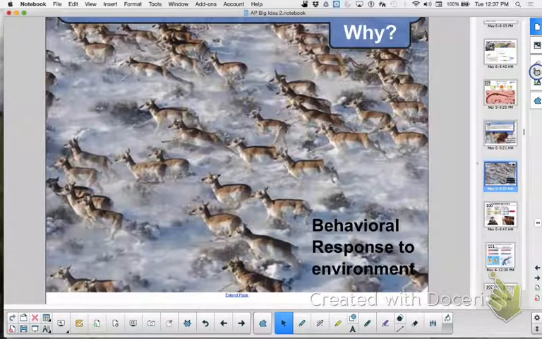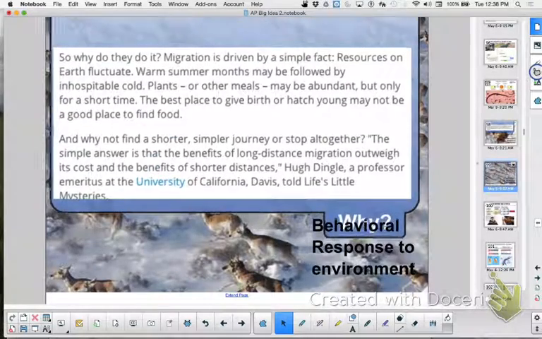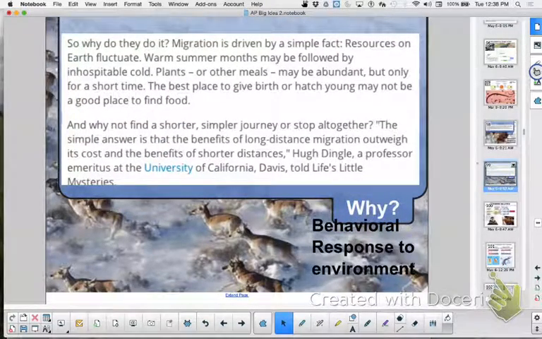Okay. Here, they're like, we're out of here. Whoever's turn here is another behavioral response to the environment. What are they doing? They're in a herd, right? Okay, so talk about why would they migrate. Whoever's turn it is, go ahead and take this one. Just read it, explain it.